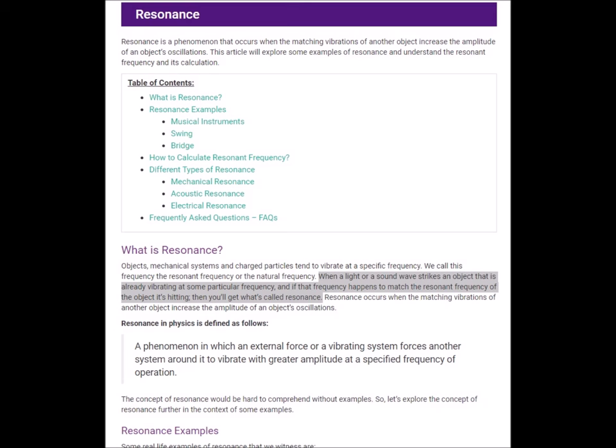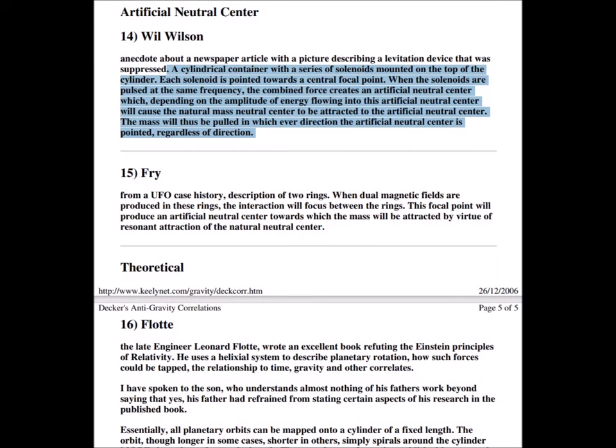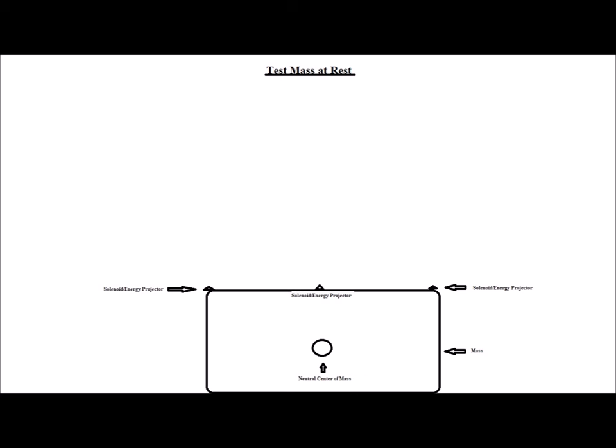This luminous resonance concept of Carr's craft, as claimed by Ralph Ring, also sounds very similar to the artificial neutral center concept that was mentioned in the research of the late alternative science guru Jerry Decker. In this concept, all masses have a natural neutral center through which the ether flows, and each of which has its own signature resonant frequency, or as Keely would call it, a signature mass chord. Using certain arrangements of energy generators, such as several solenoids slanted and aimed at a single point, it is said to be possible to create an artificial neutral center at that point. The solenoids would then be pulsed at the mass's natural resonant frequency, or mass chord, or any harmonic of it.